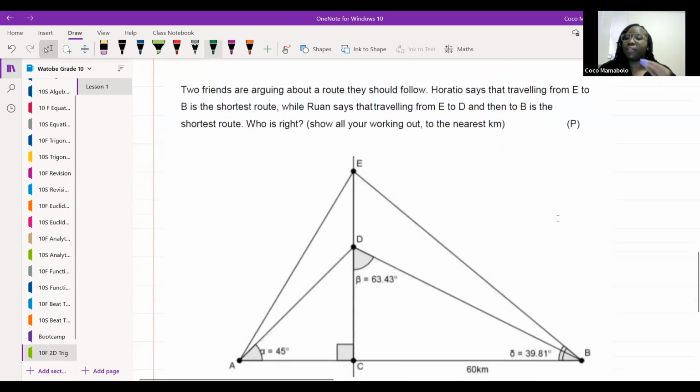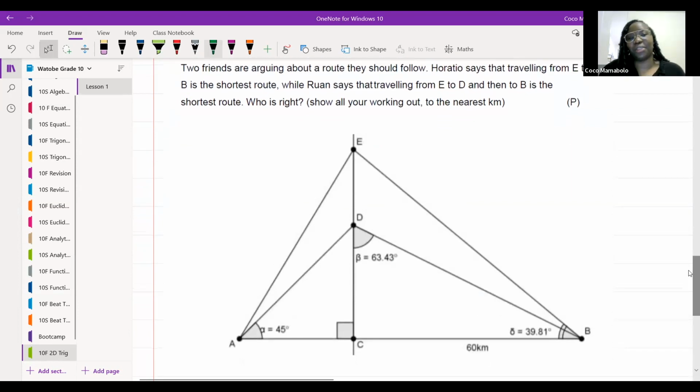Okay, it's a bit more difficult, but it was never going to be easy, guys. All right, let's read what the next question says. It says here, 2 friends are arguing about a route they should follow. Horatio says that traveling from E to B is the shortest route. Now, have a look. From E to B, that's the shortest route. While Ruan says that traveling from E to D and then to B is the shortest route.